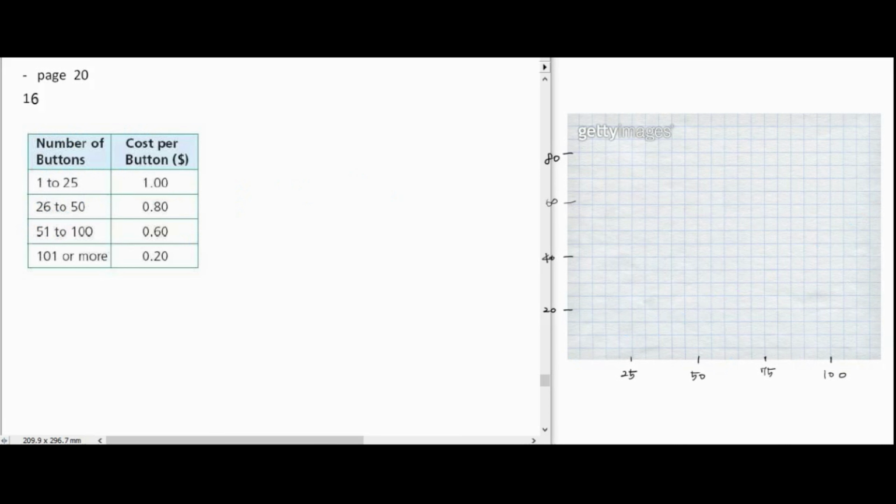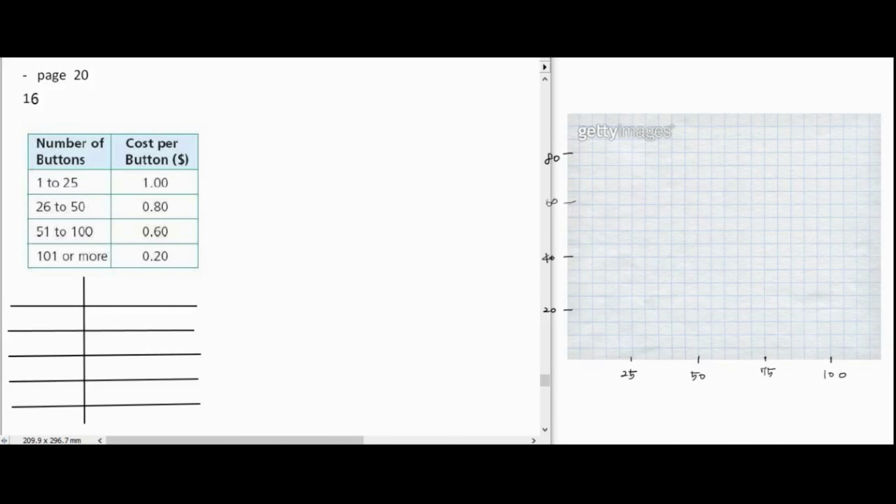This is question 16. In the button shop, from 1 to 25 buttons, they cost $1 per button. From 26 to 50 buttons, it costs 0.8 per button. From 50 to 100, it costs 0.6 per button. And over 100, it's 0.2 per button, so the price decreases as it goes. To draw the graph, we'll draw the table.